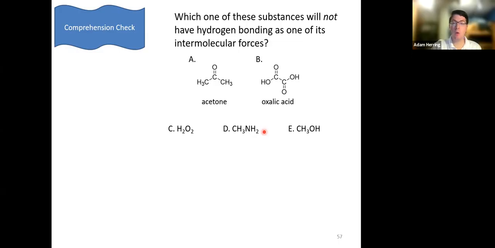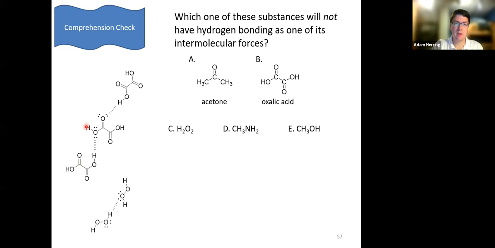Welcome back. So in order to have hydrogen bonding, we need to have both an acceptor and a donor. Oxalic acid can interact through hydrogen bonding with other oxalic acid molecules because it has a hydrogen bond donor and hydrogen bond acceptors. Hydrogen peroxide can interact similarly. Methylamine can also interact through hydrogen bonding, as can methanol.